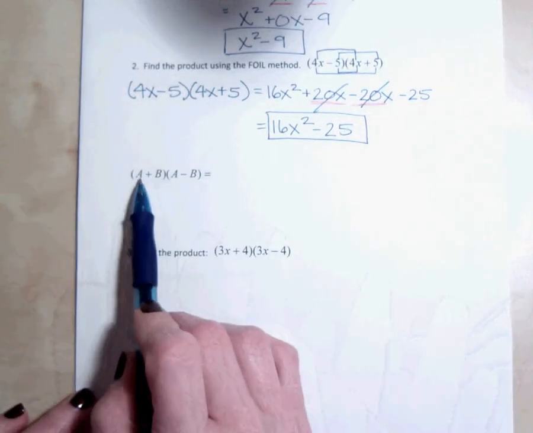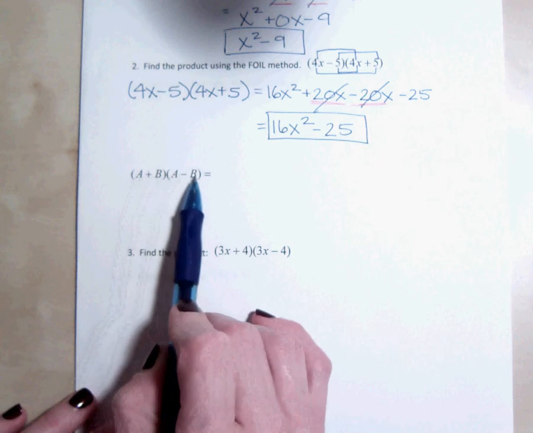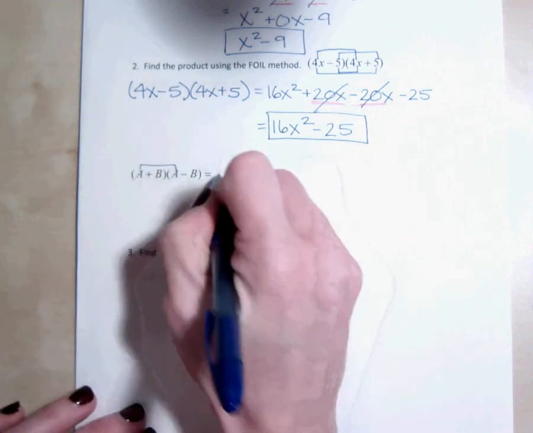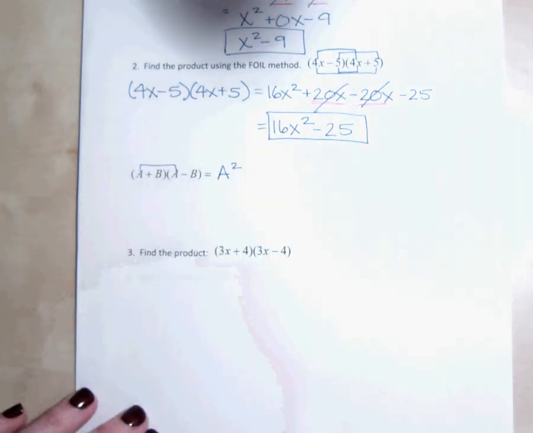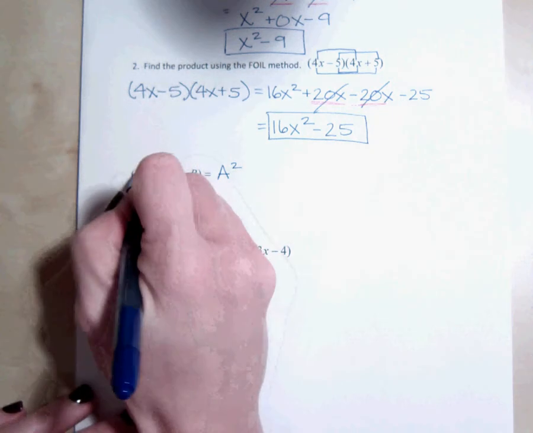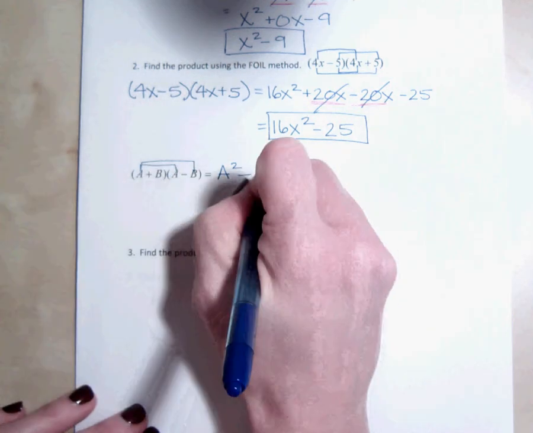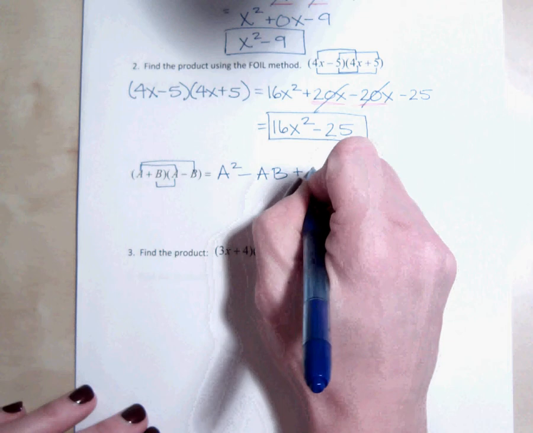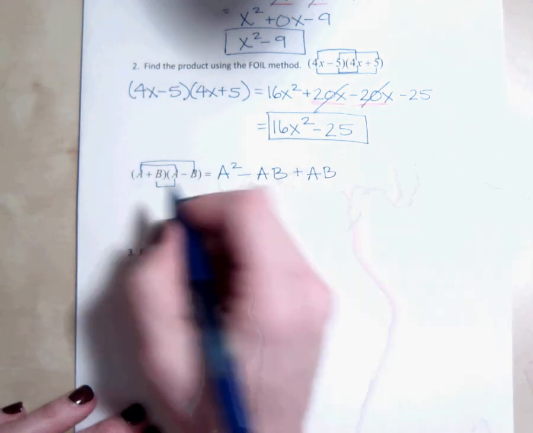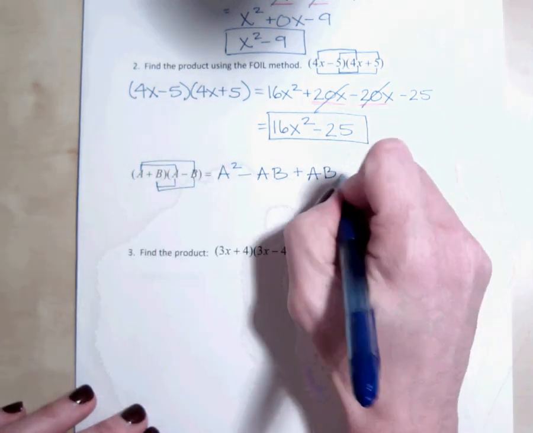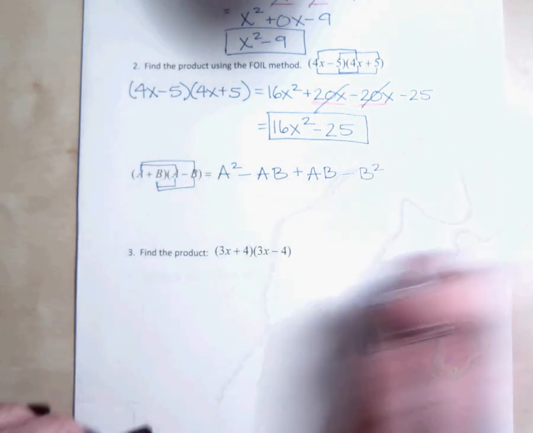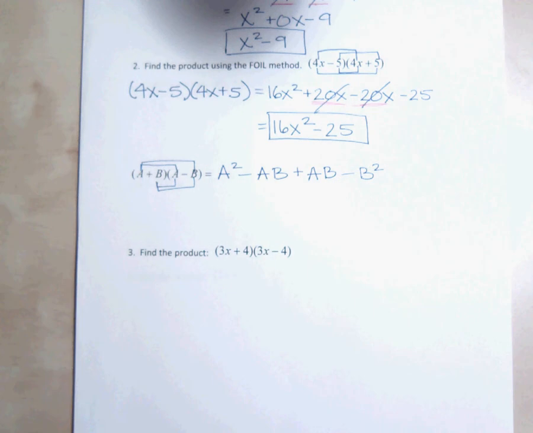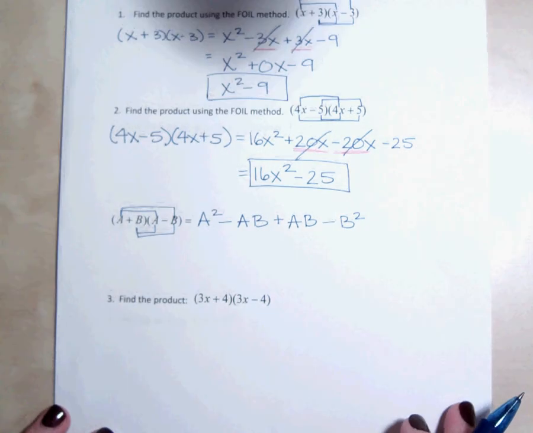So if we have an a plus b and an a minus b, we do FOIL. That's going to give me a squared. My outside is going to give me minus ab. My inside is going to give me plus ab. And my last two is going to give me minus b squared. Okay? Now let's look at a couple things here.